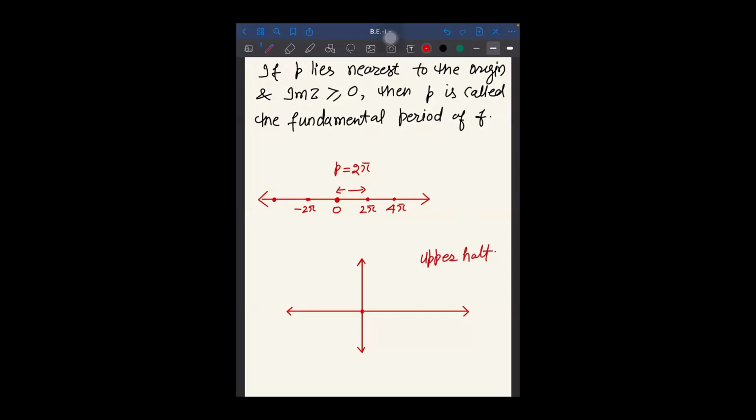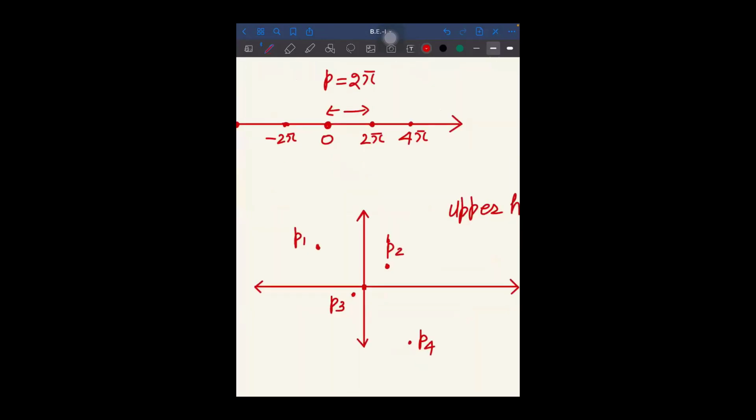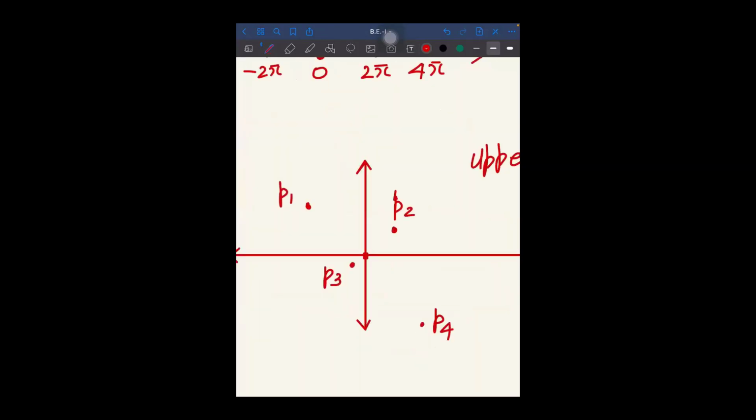So that means if you have this thing, and this thing, and this thing, and this thing, what kind of period do you want to choose? Let's say you have 4 choices of P1, P2, P3 and P4. So which one will you choose? Tell me. P2. Why P2? Nearest to the origin, and the imaginary part should be positive, right? Actually P3 is closer to the origin, right? But its imaginary part is not positive, so we are not going to choose P3 as our fundamental period.